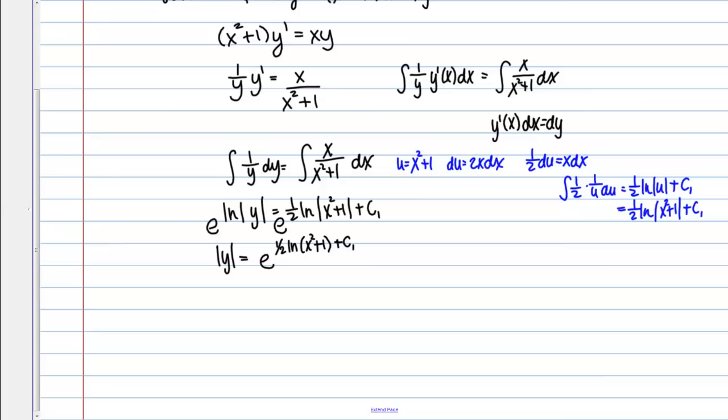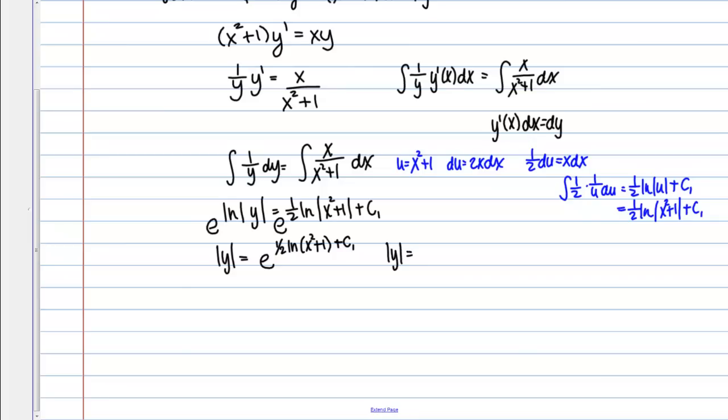I notice on the right-hand side I have e to the 1/2 natural log of x squared plus 1, and then plus c1. So I do have an e and a natural log, but it's not quite at the point where I can cancel those out yet. So let's try to do a little bit of rearranging up there.